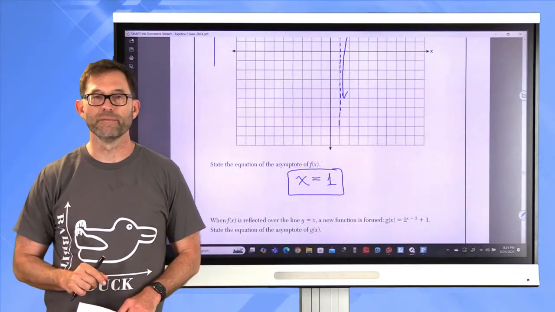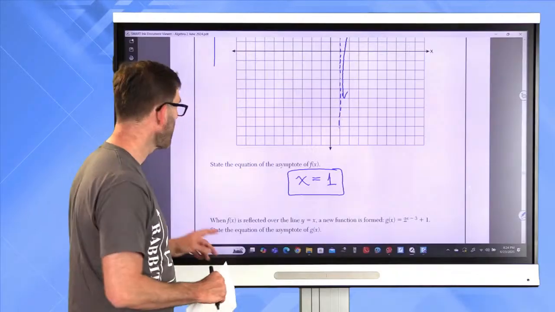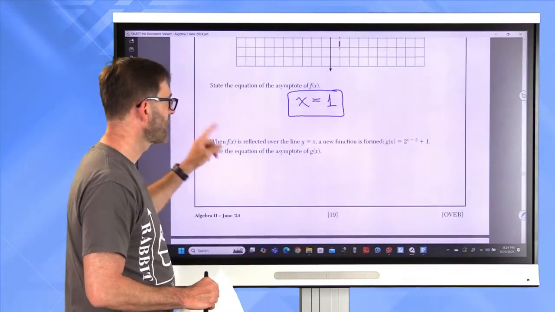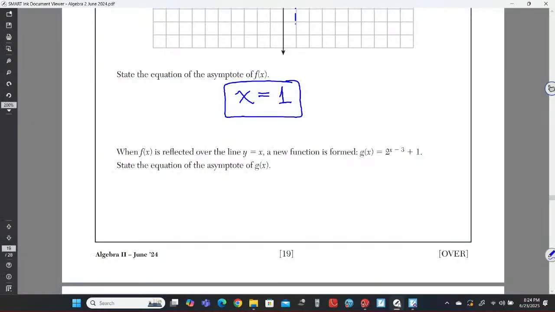All right, great. So let's take a look at the last part of this problem. It's a 4-point problem. It's got a lot going on. When f of x is reflected over the line y equals x, a new function is formed. G of x equals 2 to the x minus 3 plus 1. State the equation of the asymptote of g of x.